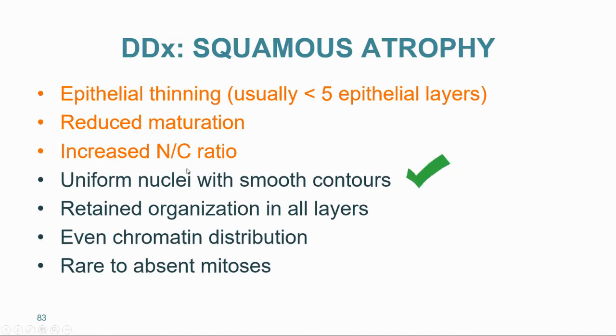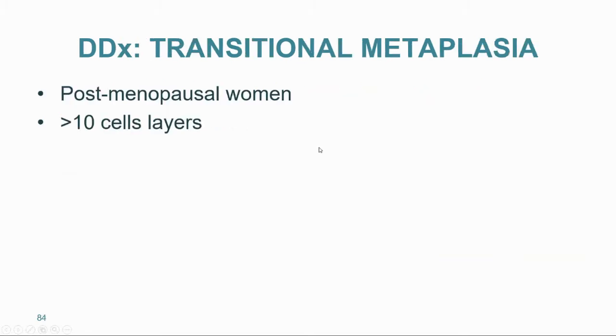However, in the setting of squamous atrophy, the nuclei are going to be very small and uniform, nicely organized, and mitoses are going to be rare, usually absent. You can also consider P16 in this setting.